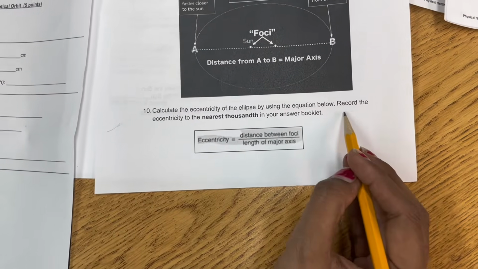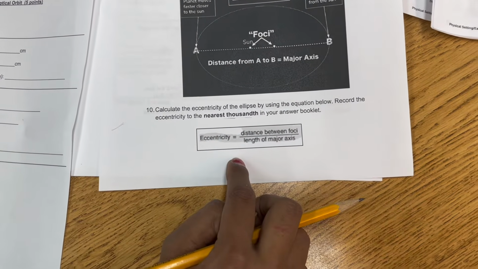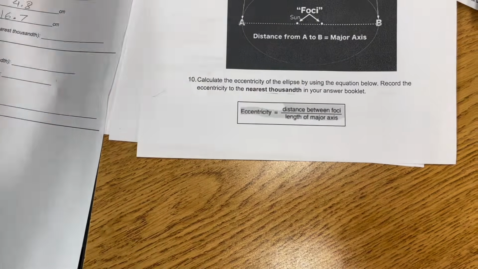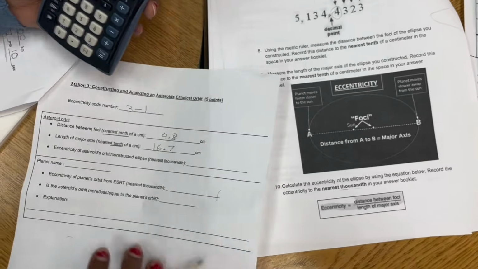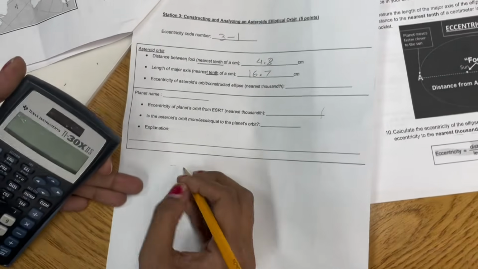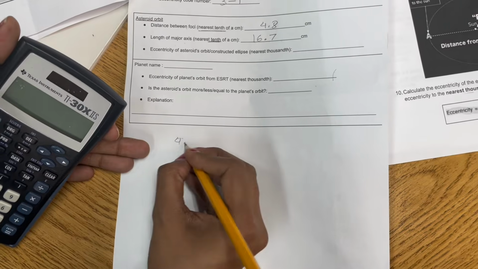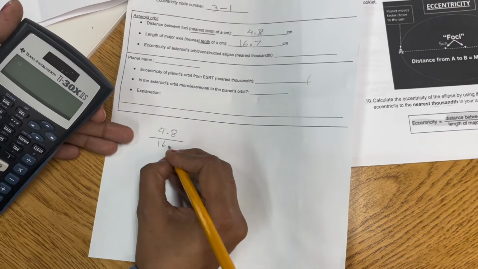Lastly, number 10 asks, calculate the eccentricity of your ellipse and record it to the nearest 1,000. You can find your eccentricity equation on your reference table, and this equation will actually be given to you. I'm going to use my calculator. I know I need my distance between foci on the top, so distance between foci is on the top. That's 4.8 centimeters. And length of the major axis is on the bottom. That's 16.7 centimeters.